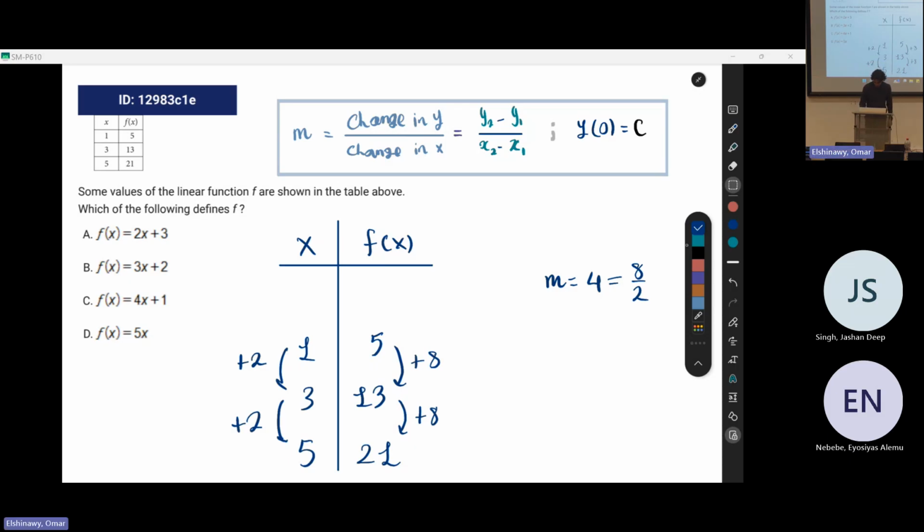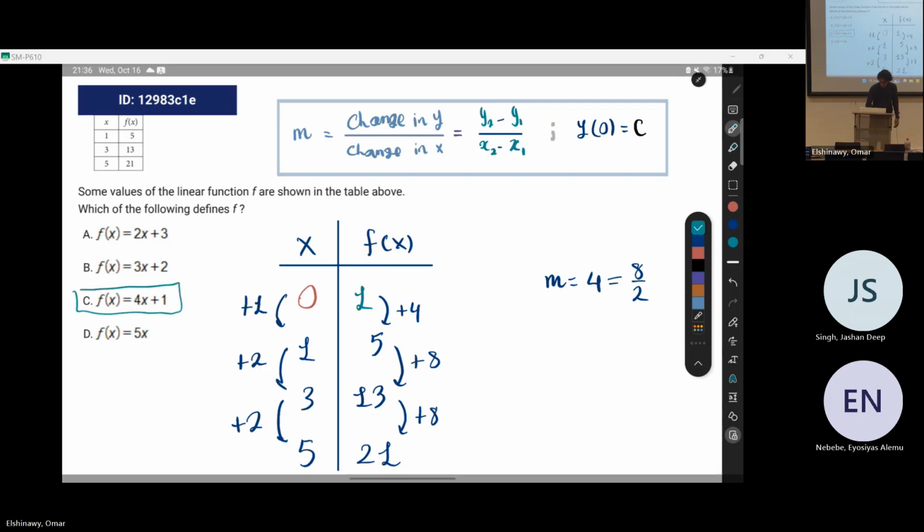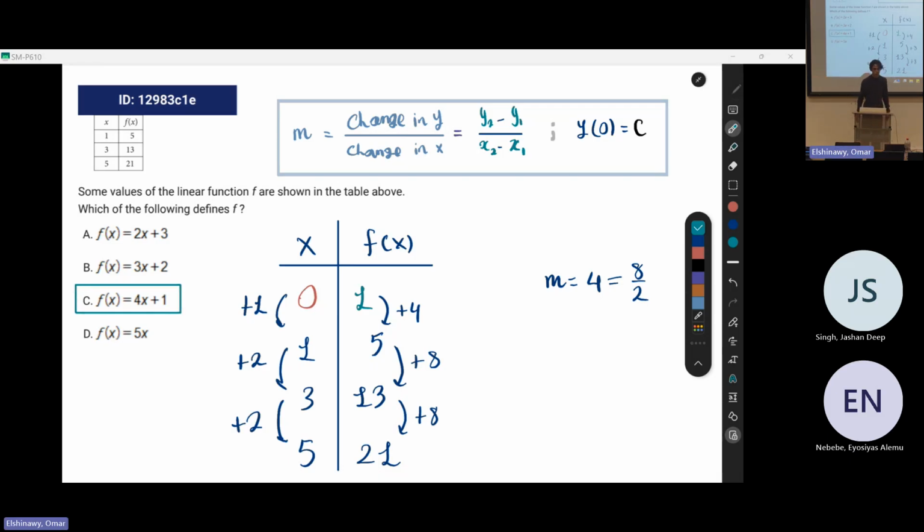So if we want to find the value of the function at x equal to 0, we just go back to x equal to 0. And we know that the function changes with each step. It changes 4 points. So I just go back to the point from which I add 4 to get 5. And that's just 1. So I have my solution. It's 4x plus 1. My equation is just y equals mx plus c. I hope that is clear.